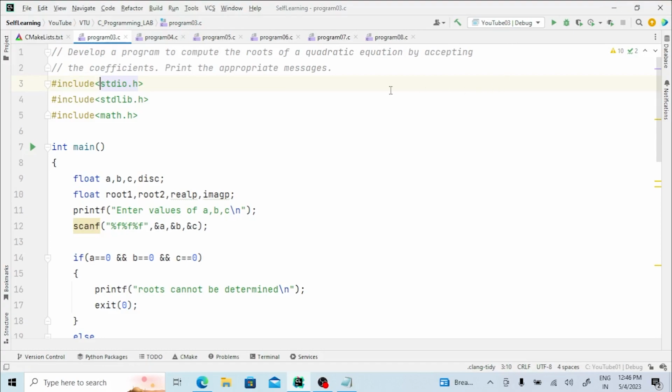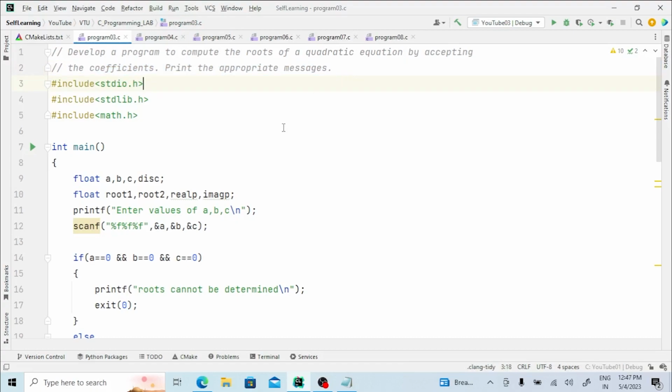So in this problem, the problem statement is given as: we have to develop a program to compute the roots of a quadratic equation by accepting the coefficients, and then we have to print the appropriate message.